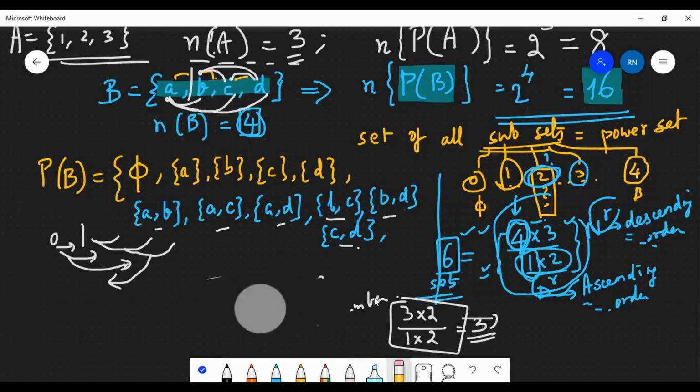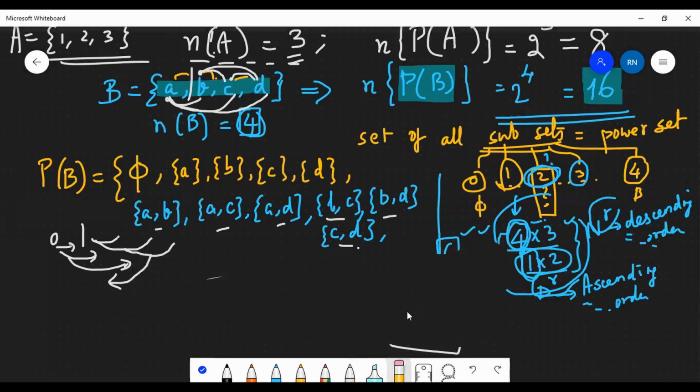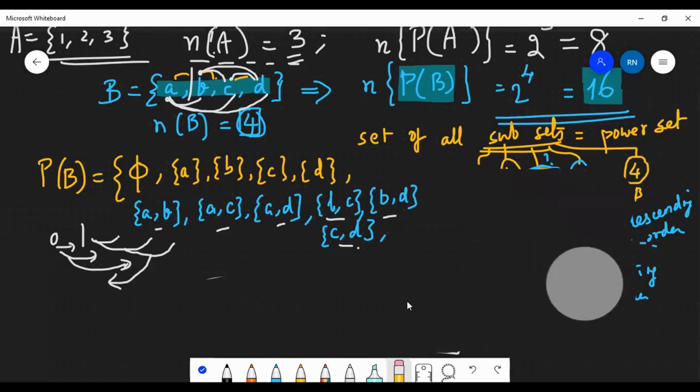Okay, time is up, so we will quickly complete this power set for B and we will wind up. So 2-member subsets are over. Now the 3-element subsets, how many will there be?